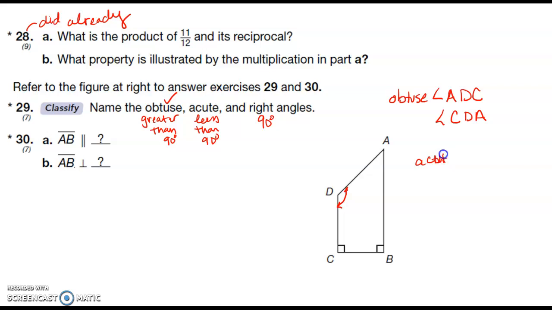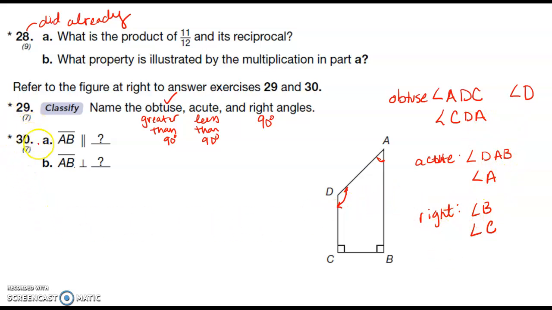Let's look for an acute angle. Well, let's spell acute. Okay. This one looks like it's less than. So that's going to be angle DAB. I guess you could just say angle A, and I guess up here you could just say angle D instead of getting all crazy with it. That's fine. And then you have two right angles, angle B and angle C. Okay, we don't have to get crazy with it yet.